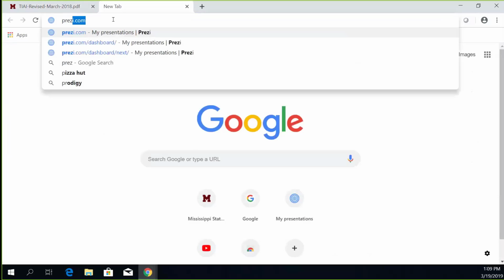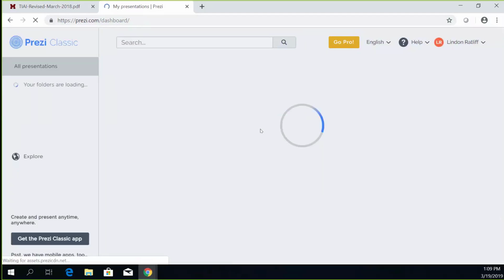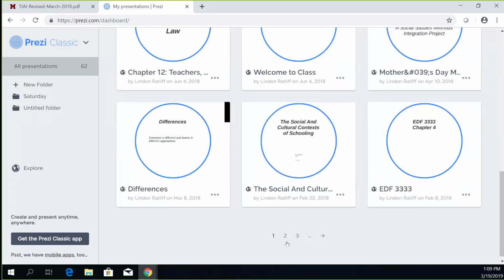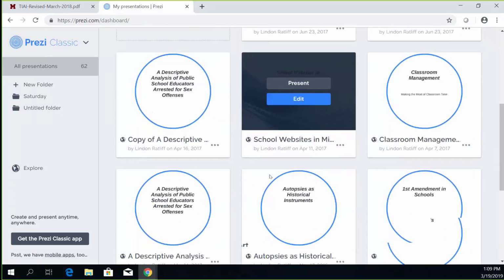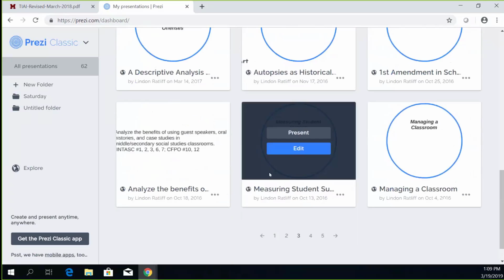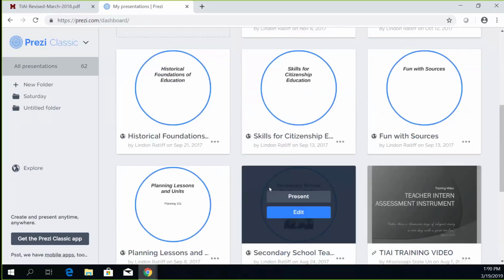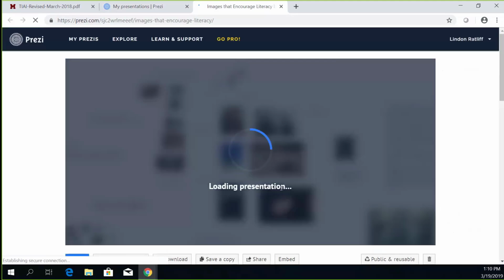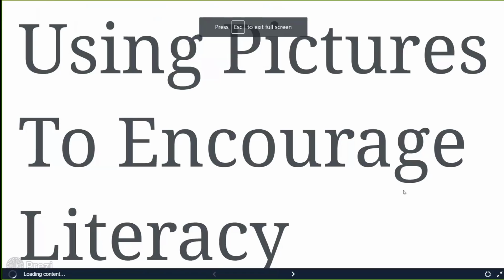So now I'm going to do something real quick to help your teaching. This is some things you can do with your teaching to make your teaching better. Using pictures to encourage literacy.